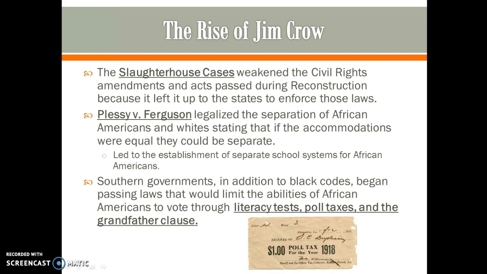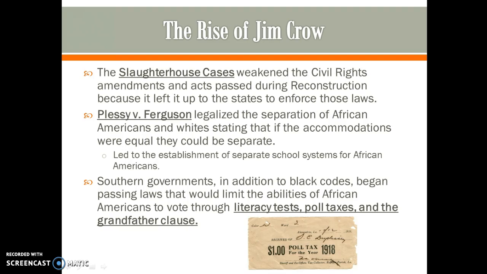In a Supreme Court case, Plessy v. Ferguson, they also legalized the separation of African Americans and whites. This created what became known as separate but equal. And it also led to the establishment of separate school systems for African Americans and further Jim Crow laws.